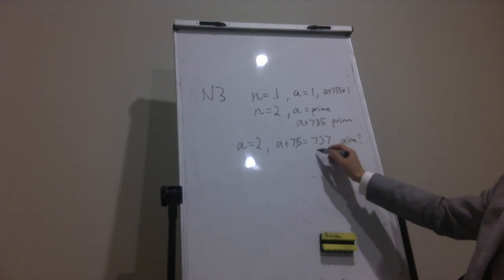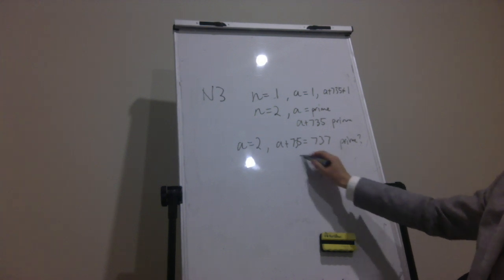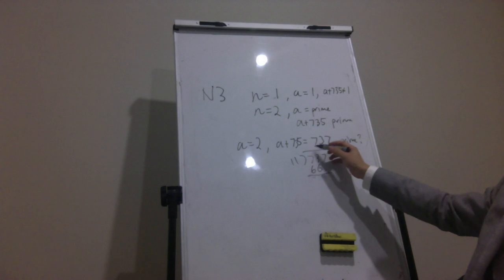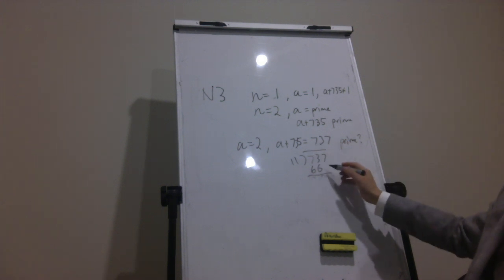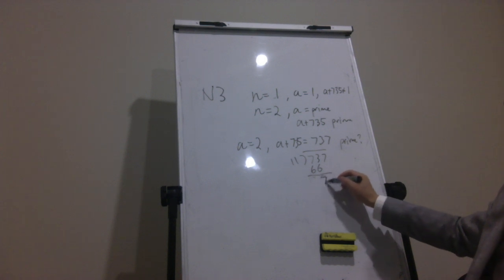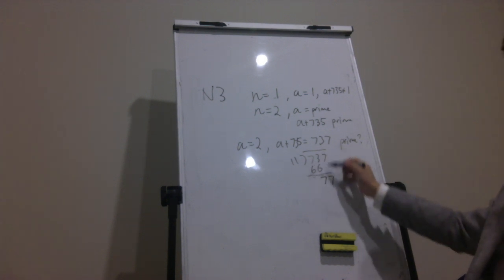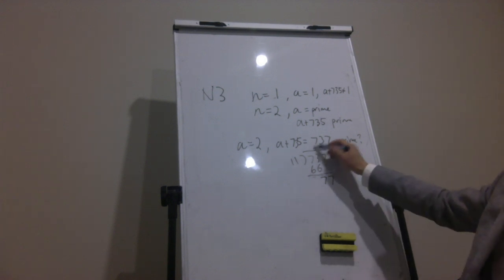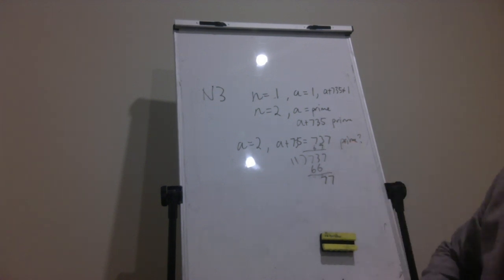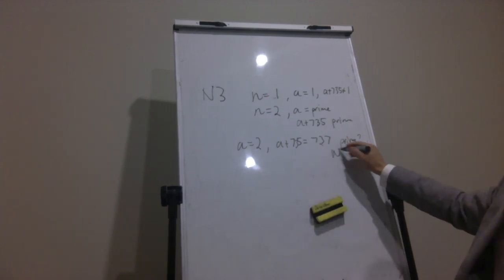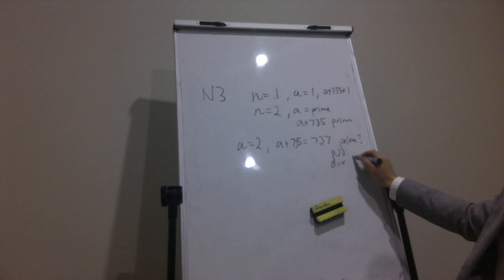So 737, if you divide it by 11, what would you get? 73 divided by 11, you get 66, remainder 7, and then 77. I'm just dividing without actually telling you what the quotient is. That's what modular arithmetic really is: you just care about the remainder. So there's no remainder, so it's divisible by 11, and it would be 67 times. So it's not prime.